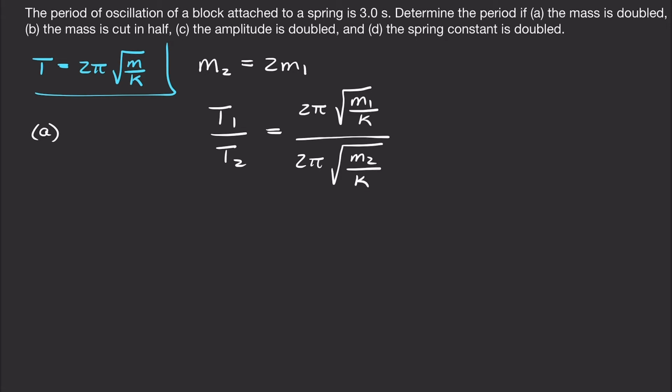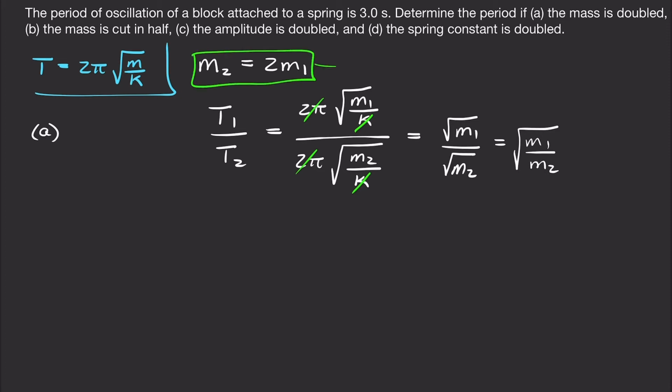And now what you notice is the 2 pi's will cancel. My square root of 1 over k and my square root of 1 over k will cancel. And this leaves me with the square root of m1 over the square root of m2, which is really just the square root of m1 over m2. And now I can take this relationship that was given to me and I can plug it in. So if I do that, I get T1 over T2 is equal to the square root of M1, and then for M2 I'm going to put 2 times M1.